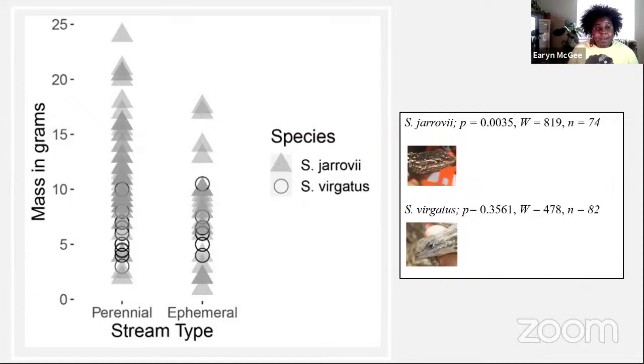When considering mass at first capture, we did not see a significant difference for Sceloporus rugosus, but we did see a significant difference for Sceloporus jarrovii. For rugosus, which are indicated by the circles, you can see that they're all clustered closely together, whereas for jarrovii, the triangles, we have a lot of higher triangles on the perennial side than the ephemeral side.